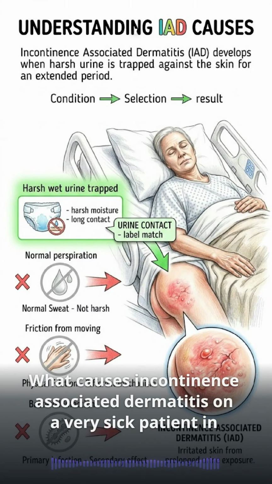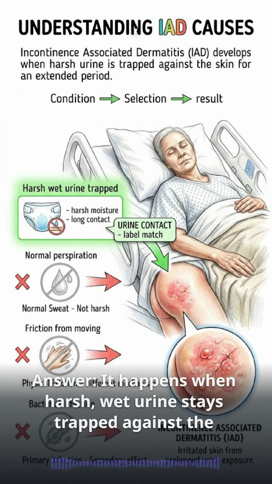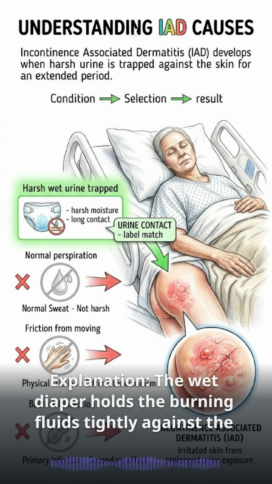66. What causes incontinence-associated dermatitis on a very sick patient in the hospital bed? It happens when harsh, wet urine stays trapped against the sensitive skin very long. The wet diaper holds the burning fluids tightly against the bottom, causing severe damage.